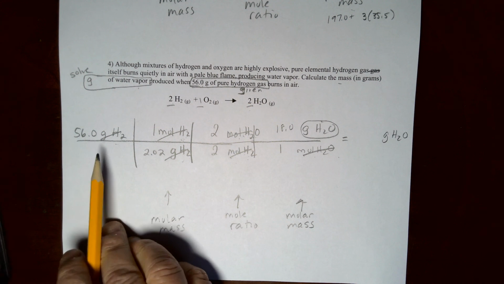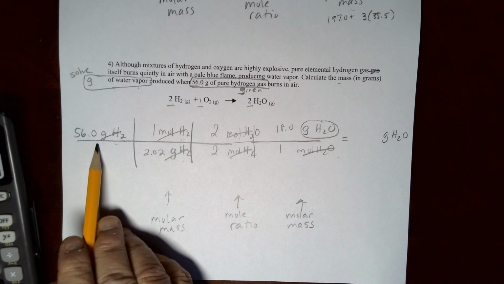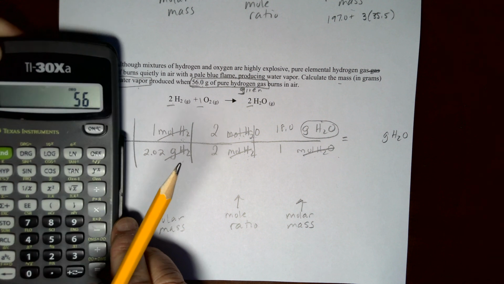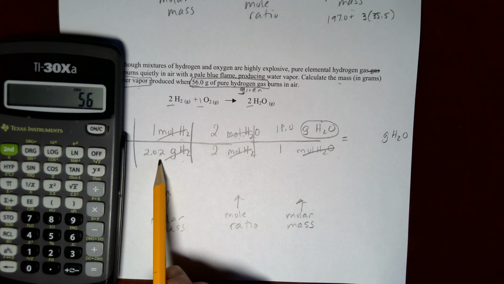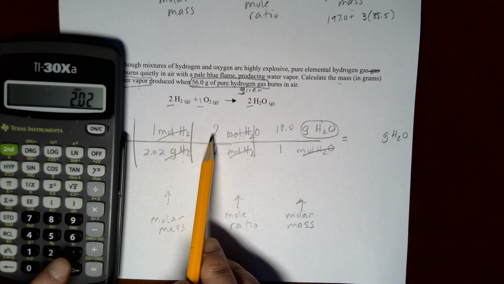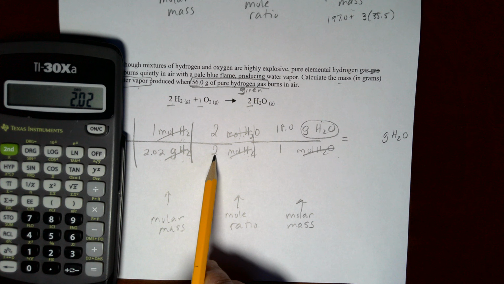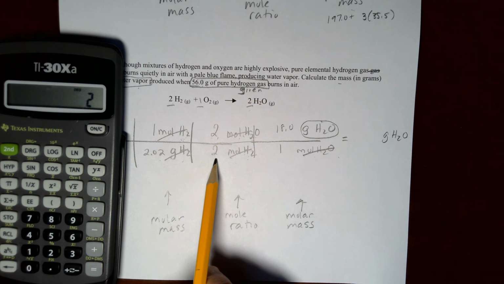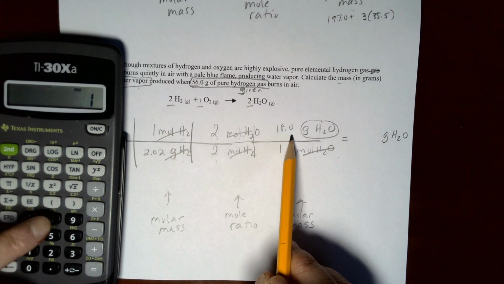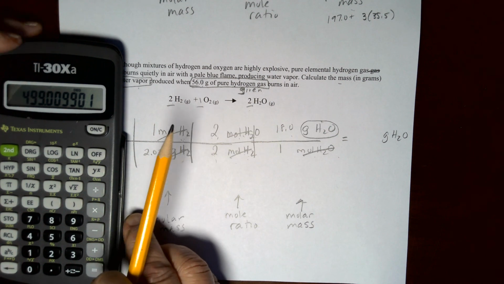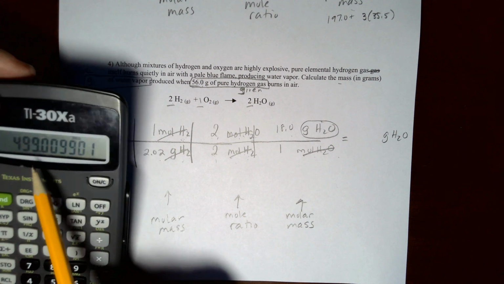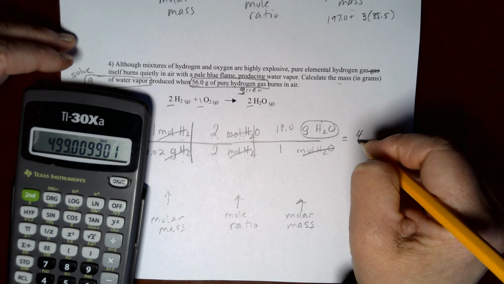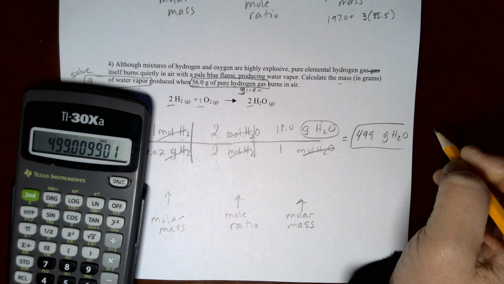And now I just have to use my calculator. So I'm starting with a quantity of 56. I'm going to divide that by 2.02. I'm going to multiply by 2 and divide by 2. Really won't do anything, but I'm going to do it anyway. So multiply by 2, divide by 2, multiply by 18. And it looks like I had 3 sig figs to start with, so 3 sig figs here looks like 499 grams of water.